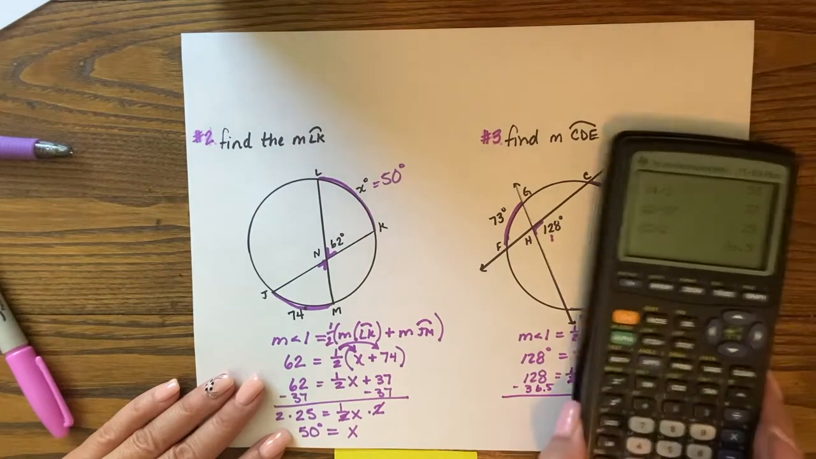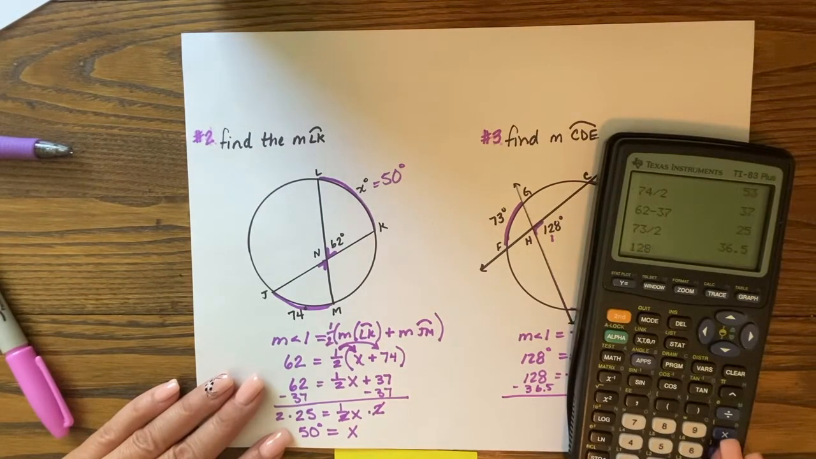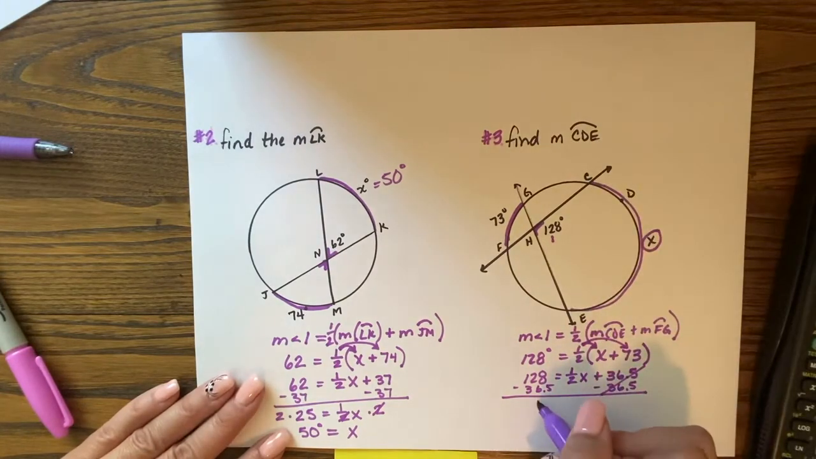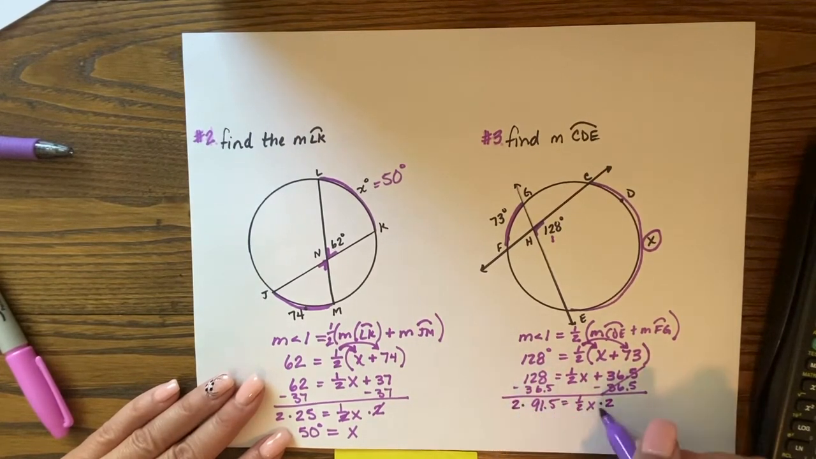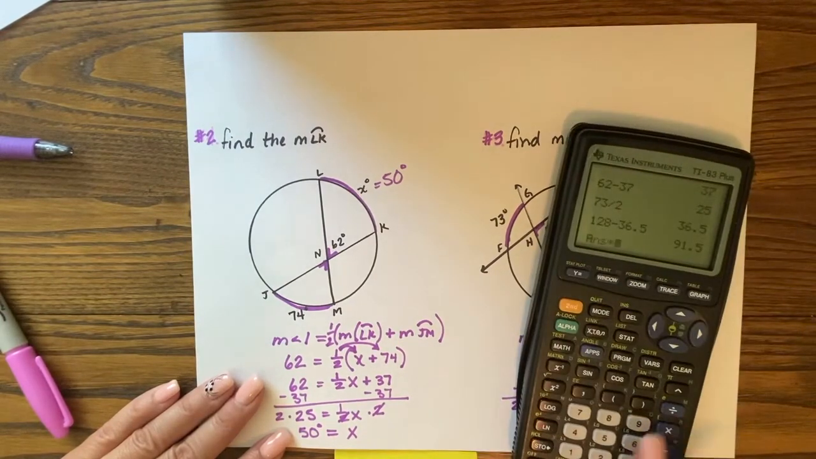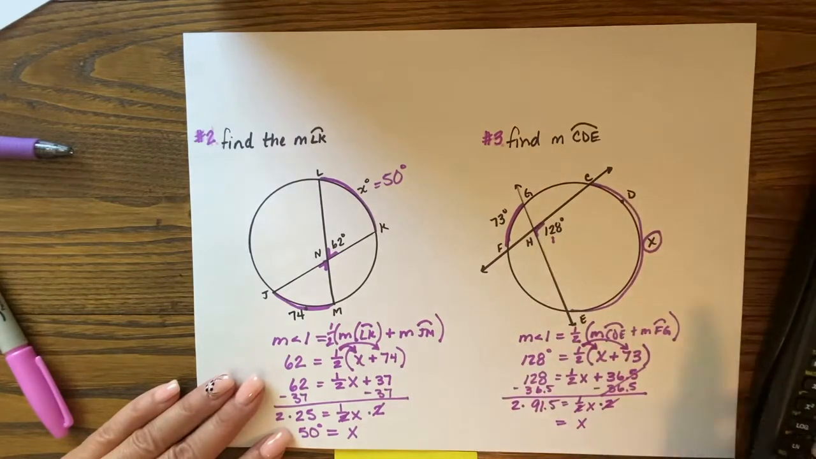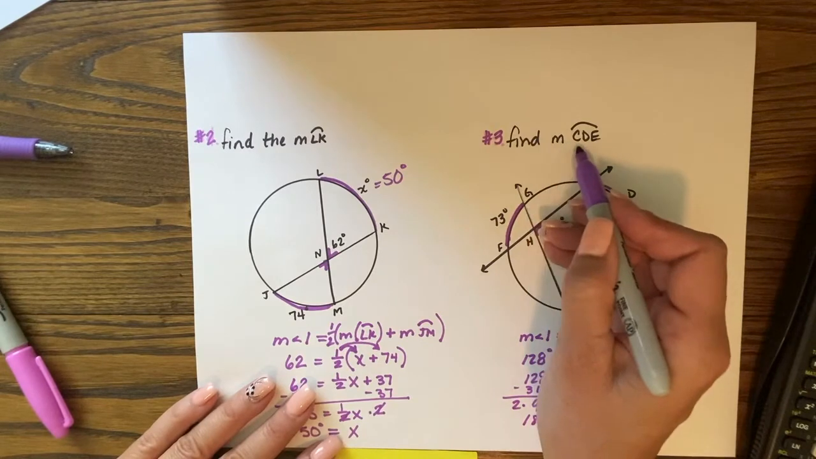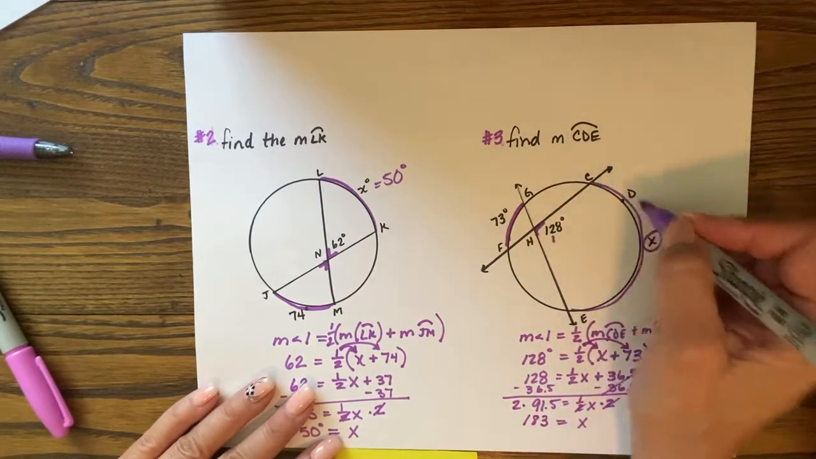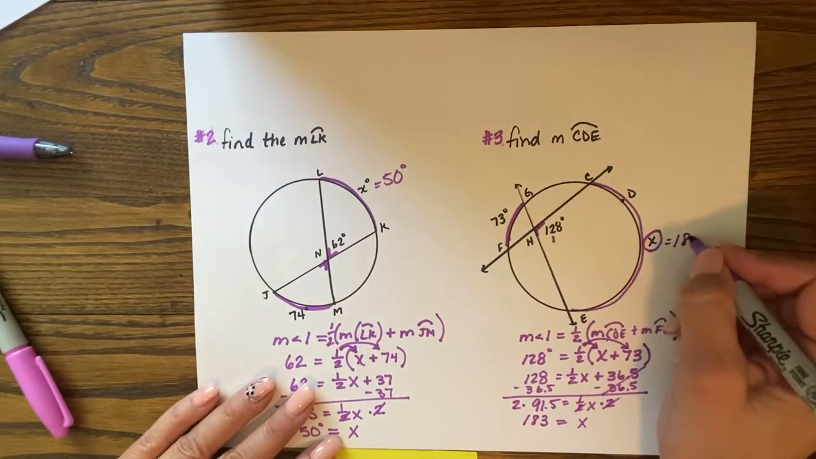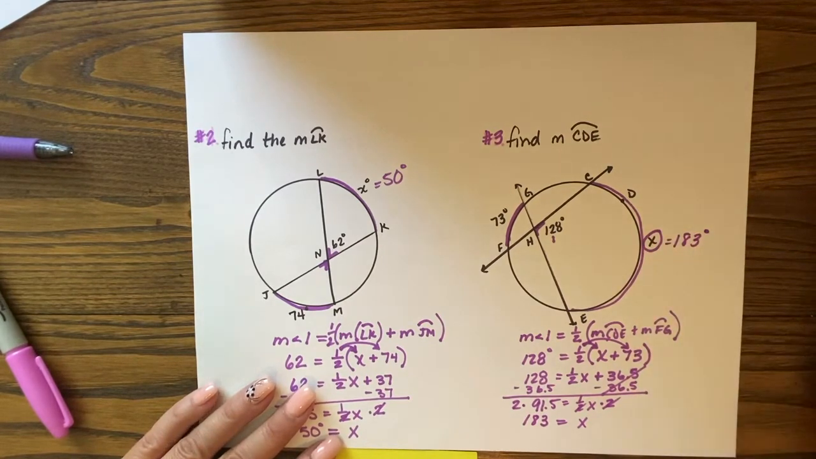That will leave us with, here we go, 128 minus 36.5, 91.5 equals 1/2 x. Again, we're going to multiply each side by 2 to get that x by itself. 91.5 multiplied by 2, 183. So our answer here for the measure of arc CDE, that major arc there, is going to be 183 degrees.